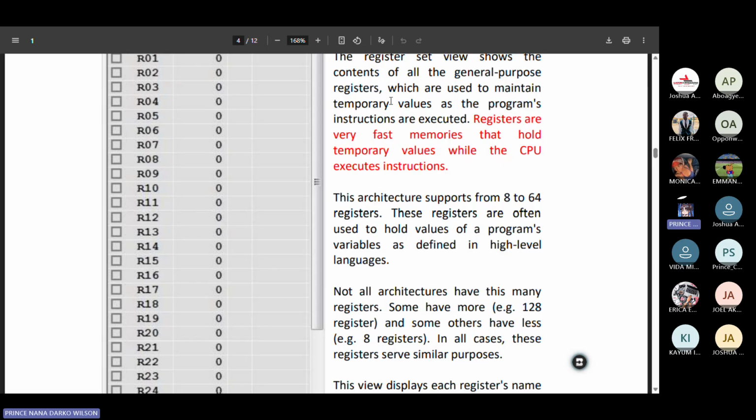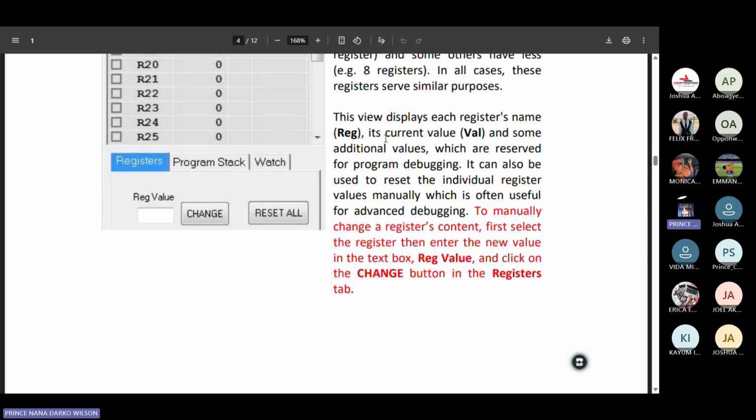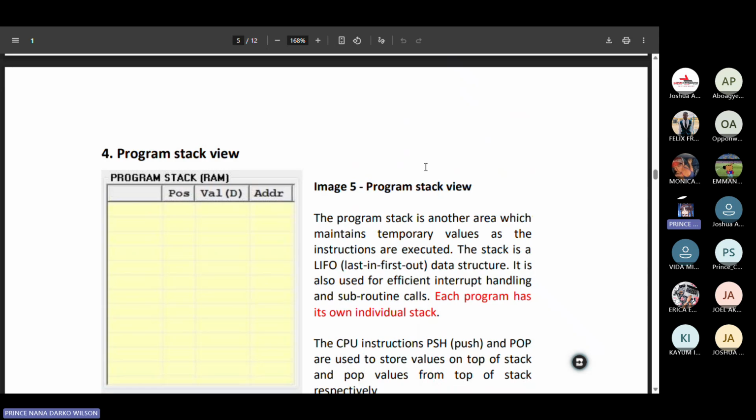This architecture supports from 8 to 64 registers, and these registers are often used to hold values of a program's variables as defined in high-level languages. Not all architectures have this many registers. Some have more, for example 128, and others have 8. This view displays each register's name, its current value, and some additional values which are reserved for program debugging. And we will need this when we are adding instructions later. Take note of that.